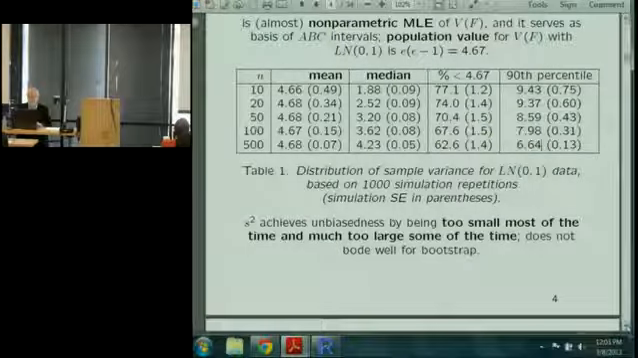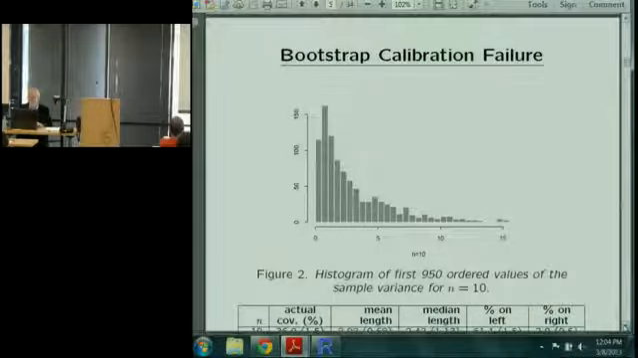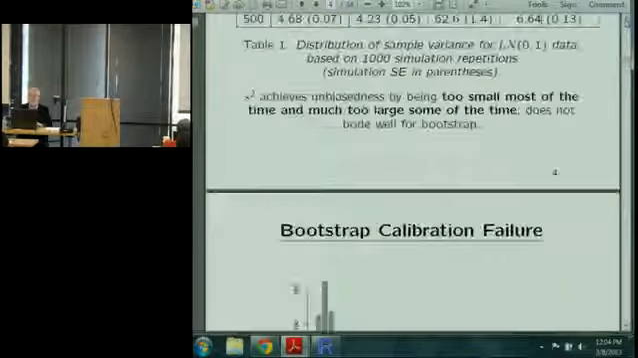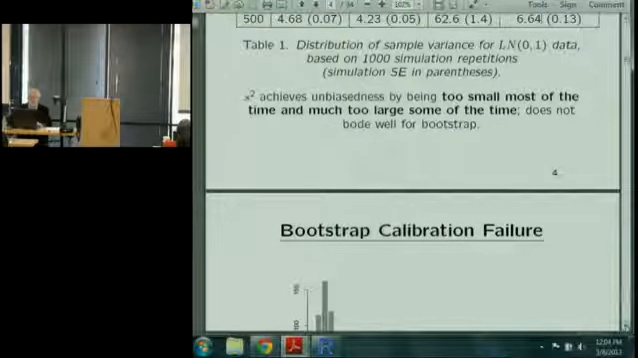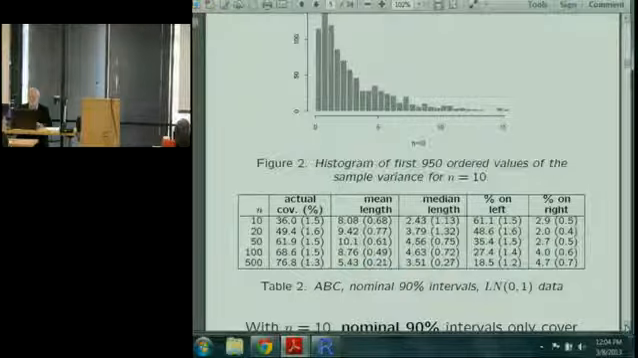And so, for instance, here is a histogram of the first 950 ordered values of the sample variance for n equals 10. And you can see that the repeated sampling distribution is supposed to have a mean of 4.67, and it actually does have a balance point right there. But it achieves unbiasedness by being rather too small most of the time and much too large the rest of the time. And so now this, like I said a minute ago, does not bode well for the bootstrap, because we're using a summary from the data that is only achieving unbiasedness by this strange business of having two wrongs make a right. So here are the answers for how well the bootstrap intervals perform.